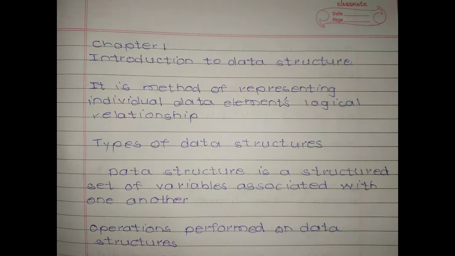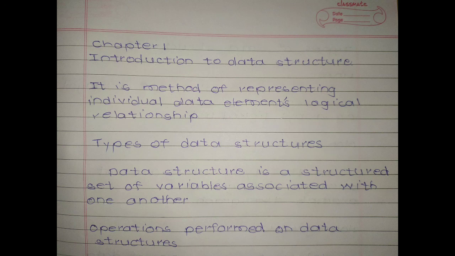Introduction to data structure. Data structure is basically a method of representing relationship or logical relationship between individual data elements. So data structure is a structured set of variables associated with one another. That means it is a method of defining or explaining relationship between individual data elements.